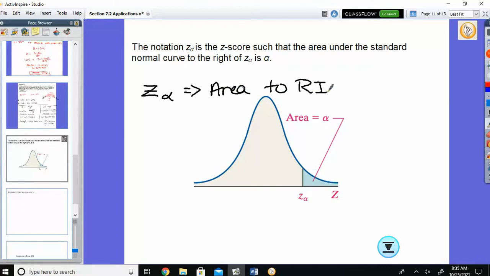this means the area to the right is alpha. So if I said z.1, that means I want 0.1% to the right. That's the opposite of the table. The table gives us area to the left. So this is one of those things that's slightly confusing, just because the table I've given you versus the standard notation. So when you see this, all you have to remember is alpha is the area to the right. So I'd like to do an example with that, and then I'm done.